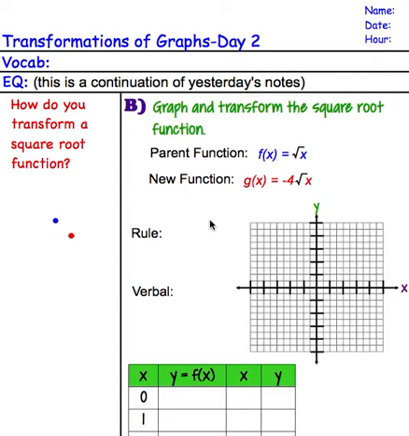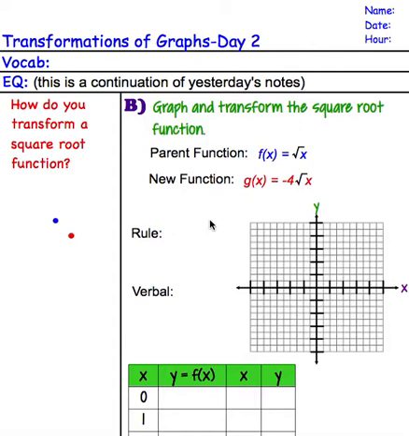Today we're going to pick up where we left off yesterday. Yesterday we went through a bunch of information on how to recognize, without having to do a whole lot of calculations, the difference between the parent function and the new function. And today we're going to continue that, following up the absolute value problem with transforming a square root parent function.